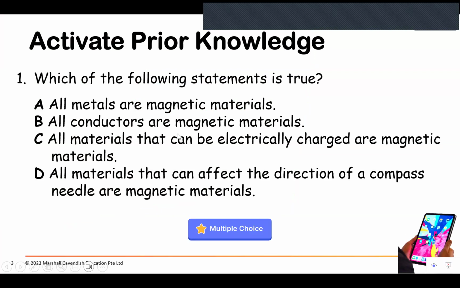Next, all materials that can be electrically charged are magnetic material. This is similar to B. When they can be electrically charged, usually they are a conductor. Okay, so it's not all. Okay, and the correct answer is D.